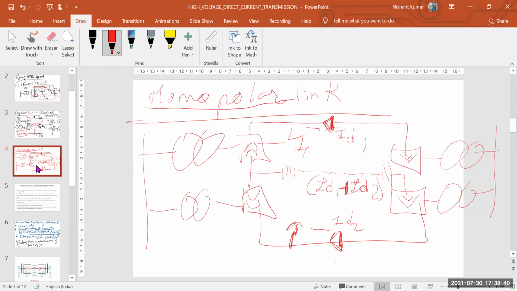Similarly, if this one is in a faulty condition, we could utilize this particular set as a healthy pole, and we could overload this particular segment, right?